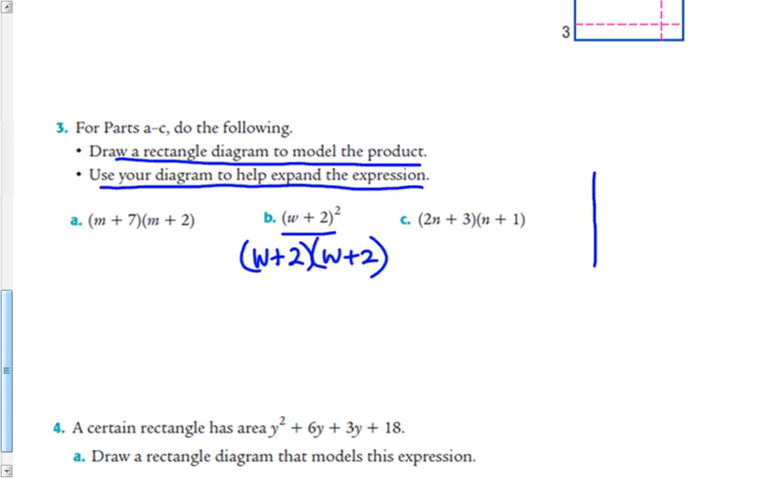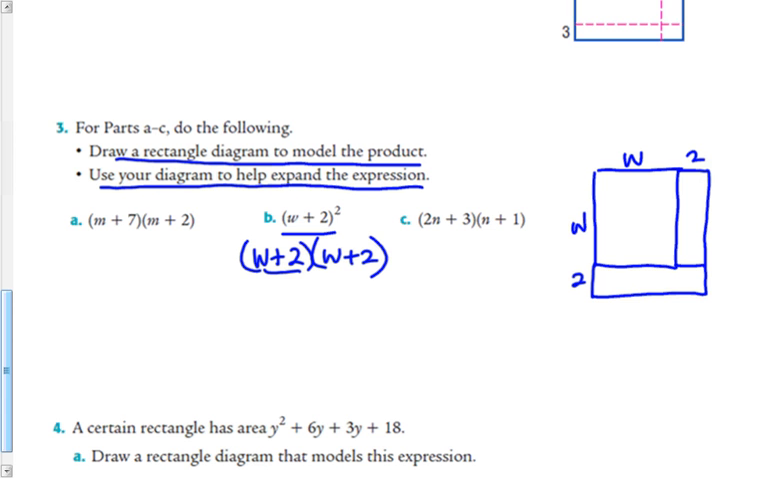So if I think of this square right here as w by w, then w plus 2 would just be adding 2 onto that, and it doesn't really matter what I think of as 2, but we're going to add 2 to the length and add 2 to the width. And when I do that, I get a new rectangle that's this big. I'm going to split that little part there also. So now I'm going to expand the expression. That means I'm going to multiply it out, and I'm going to use the rectangle model.